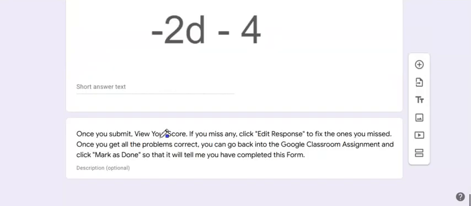Okay, so once you submit, view your score. If you miss any, be sure to click Edit Response to fix all the ones that you missed so that eventually you get every problem correct.